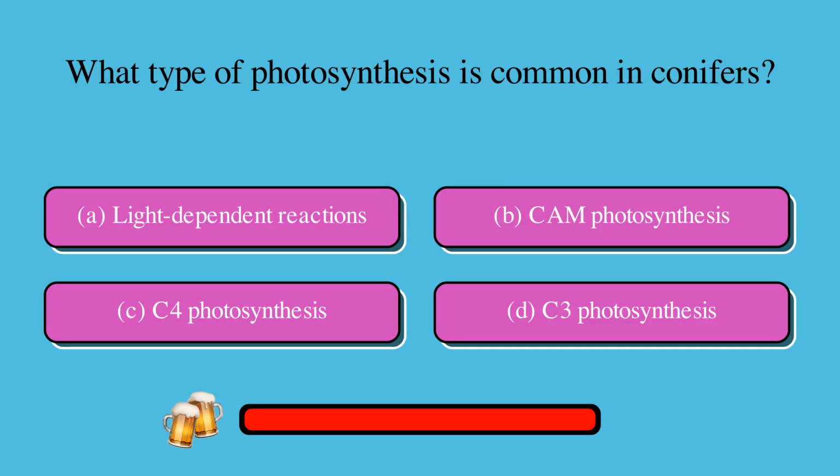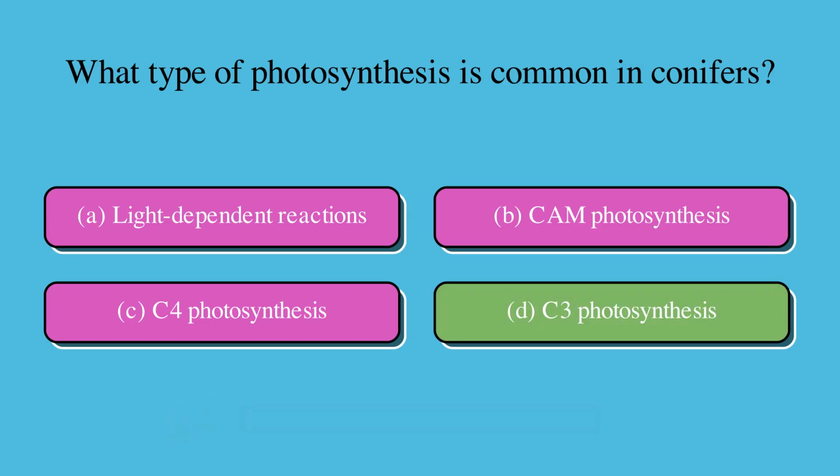What type of photosynthesis is common in conifers? Is it A, light-dependent reactions, B, CAM photosynthesis, C, C4 photosynthesis, or D, C3 photosynthesis? The correct answer is D, C3 photosynthesis.